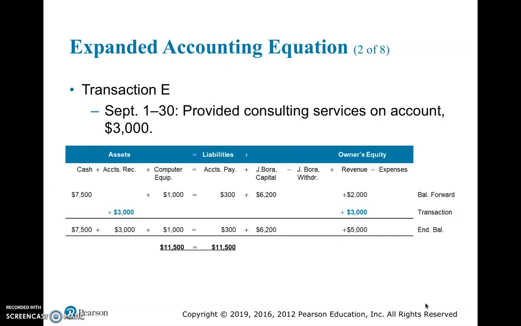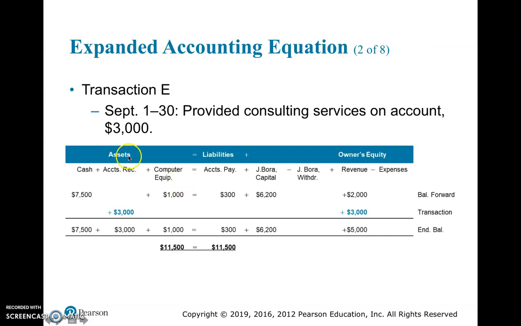But when you see on account related to providing services, it means that we provided services, but the client didn't pay cash, and therefore we have a different asset called accounts receivable, which is a promise from the customer to pay us in the future.